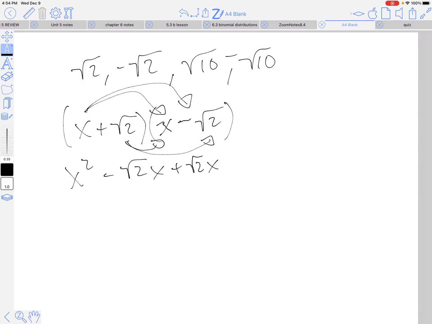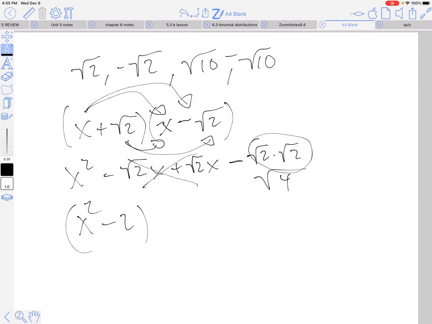So then we have a positive times a negative, and we have root 2 times root 2, right? So the middle will always cancel out, and we'll have x squared minus, now root 2 times root 2, if you put that into your calculator, you're going to get 2. Why do you get 2? Because root 2 times root 2, 2 times 2 is 4, square root of 4 is 2. Okay, now that's only half of it.